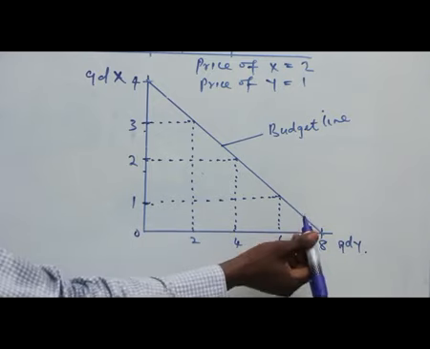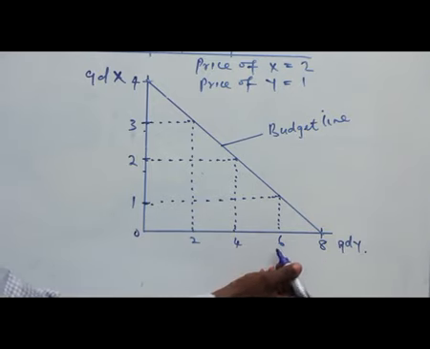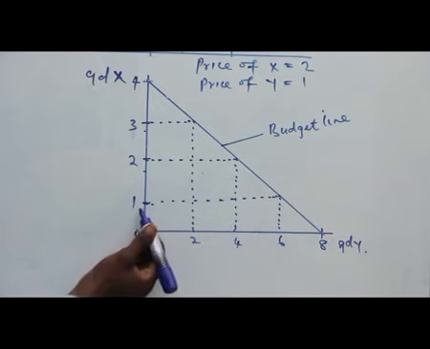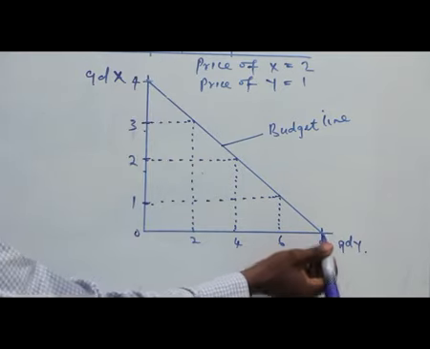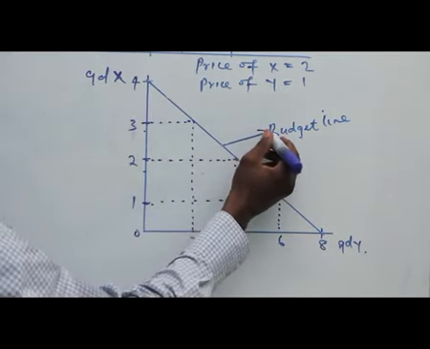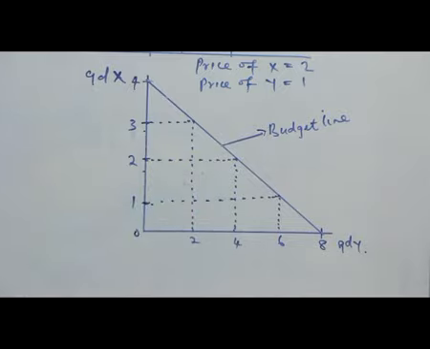The consumer still wants to go further, taking more quantity of commodity Y. He has to drop more of commodity X. So at the end, we are going to have what we call the budget line. So this is what we call the budget line. It's the budget line curve.